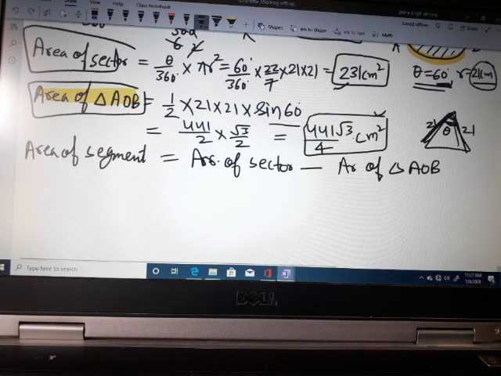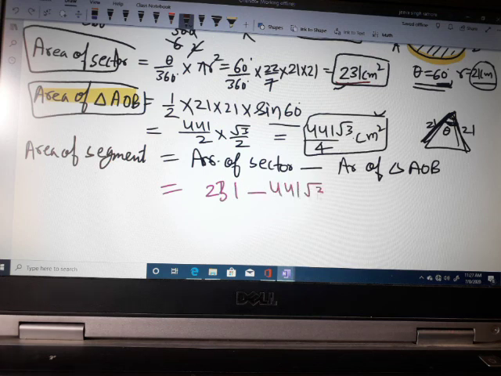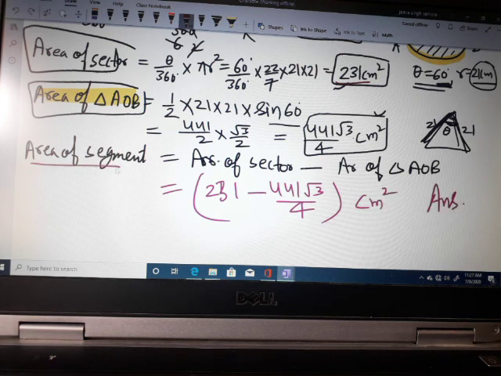I am just putting the value. Just put the value, you will get the answer. Area of the minor sector 231 minus this 441 root 3 upon 4 centimeter square. This is your final answer. I hope you understand. Next question.